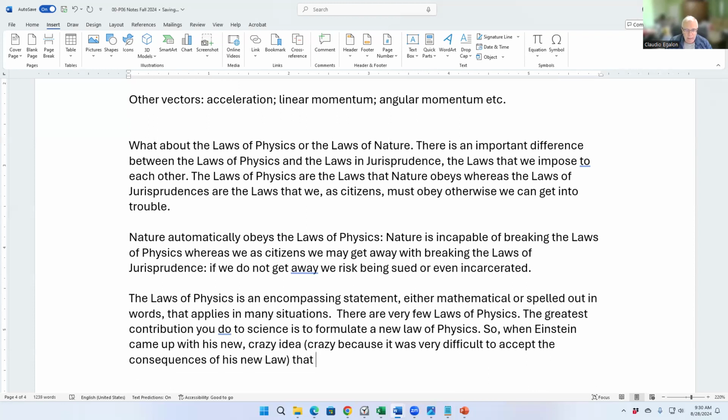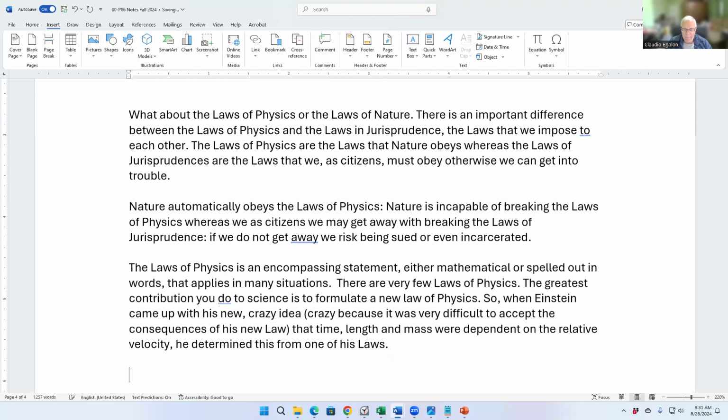The consequences of this new law were that time, length, and mass were dependent on the relative velocity. He determined this from one of his laws.